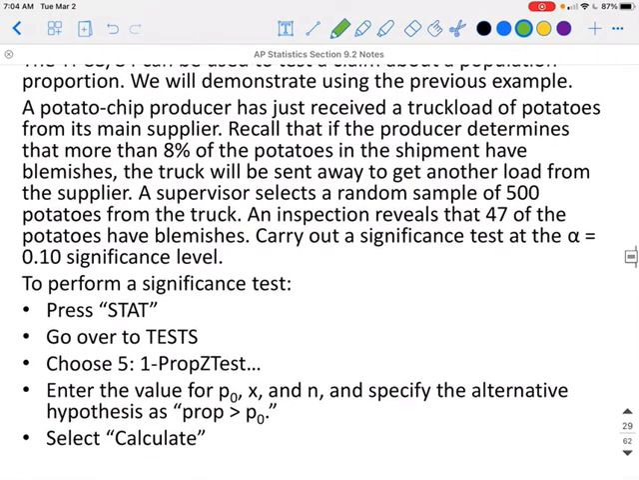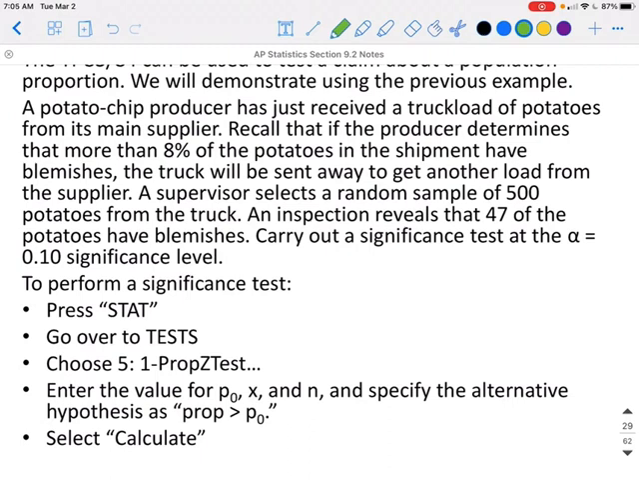So we're still talking about those potatoes. We're still talking about p-value, where p sub 0 is 8%. In this case, we're doing a sample size of 500, and we're revealed that 47 have blemishes. We want our significance level to be 0.10.